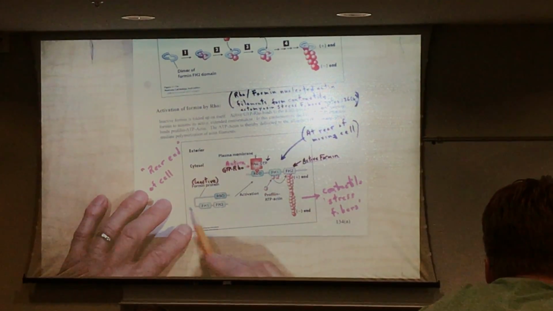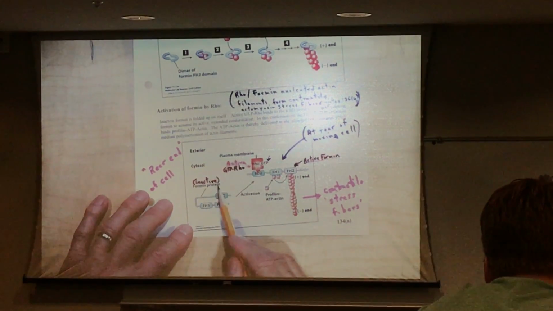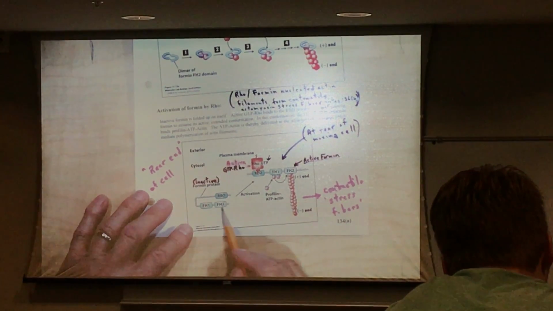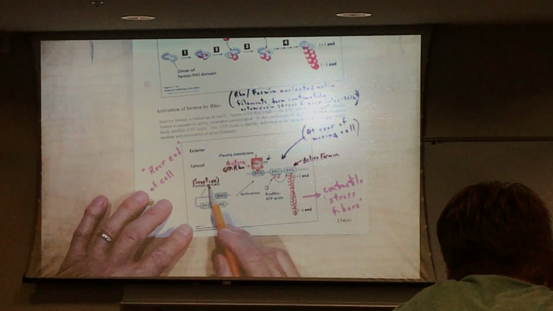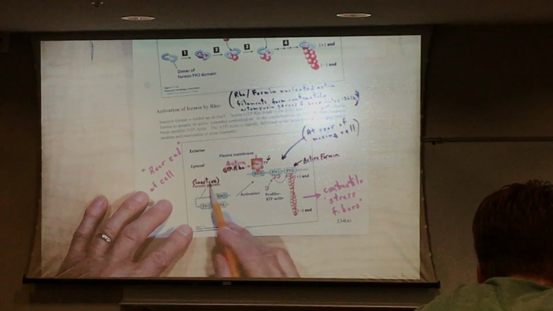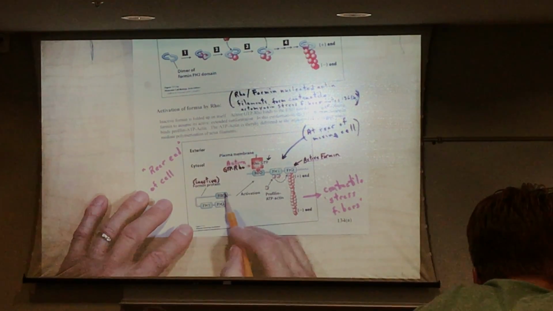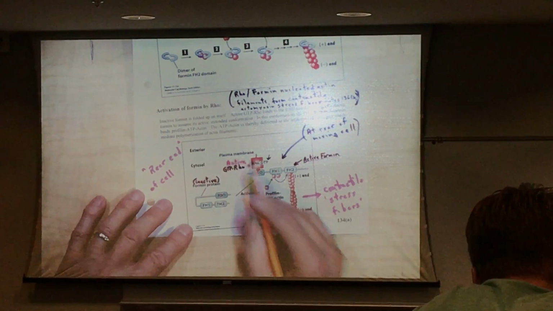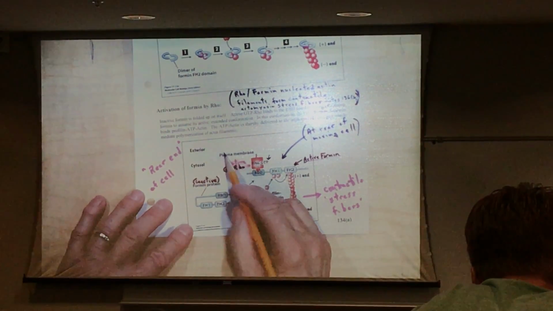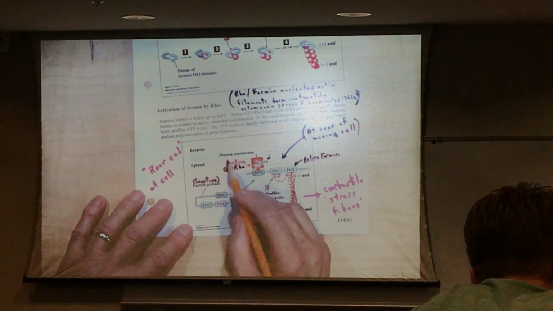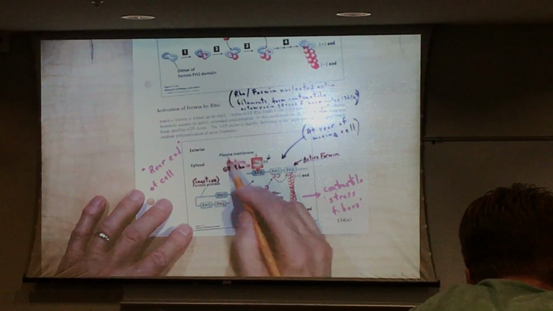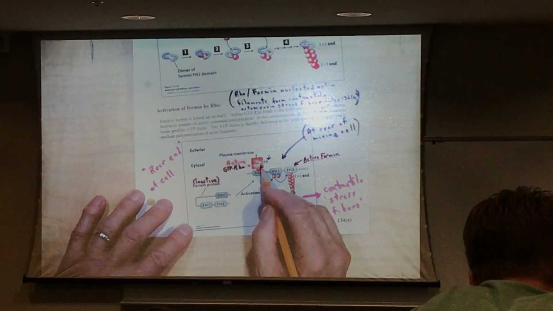This is formin, the formin protein here. When it's curled up on itself like this, it is inactive. Now, formin can be activated by signal transduction events. Many signal transduction events can lead to the activation of a small G protein called Rho.